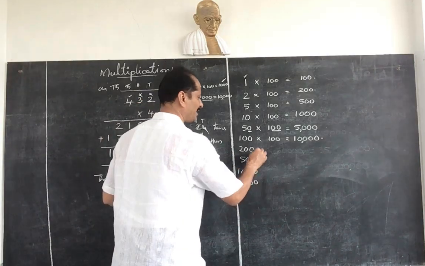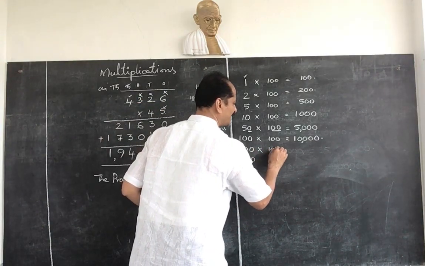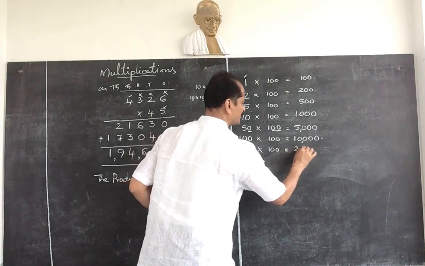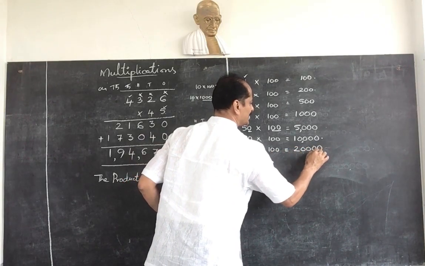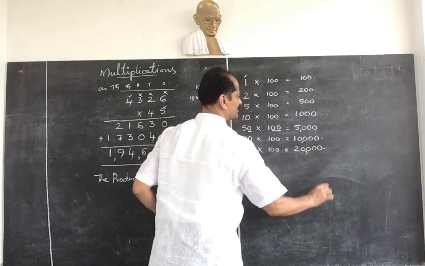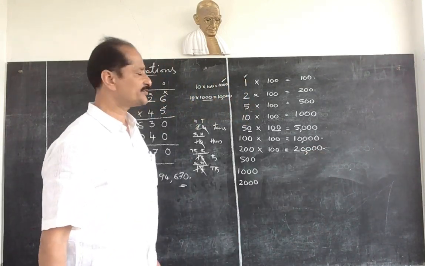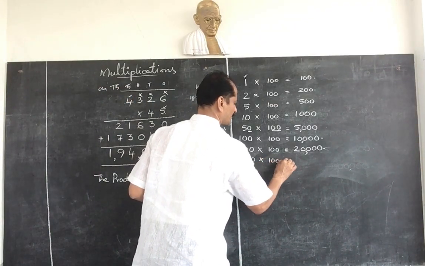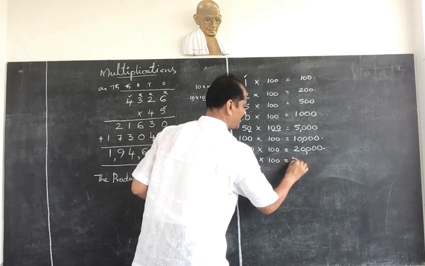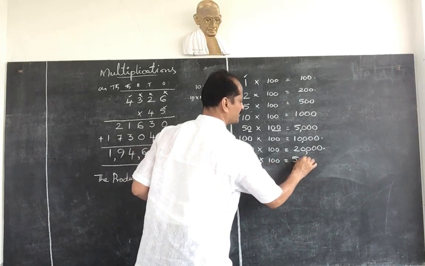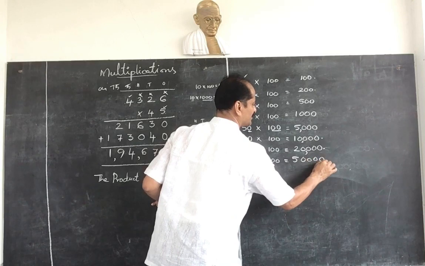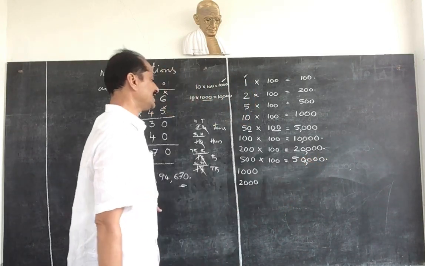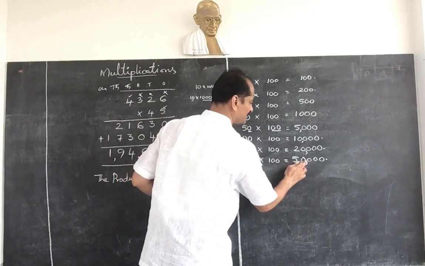Next, 200 rupee bundle value. 200 into 100. 2 1s are 2. Then afterwards 2 zeros plus 2 zeros, 4 zeros. 1, 2, 3, 4. Then what does it become? 20,000. Next, 500 into 100. 5 into 1, 5. After that 2 zeros plus 2 zeros, 4 zeros. 1, 2, 3, 4 zeros. So then this is 50,000. A 500 rupee bundle value is 50,000.